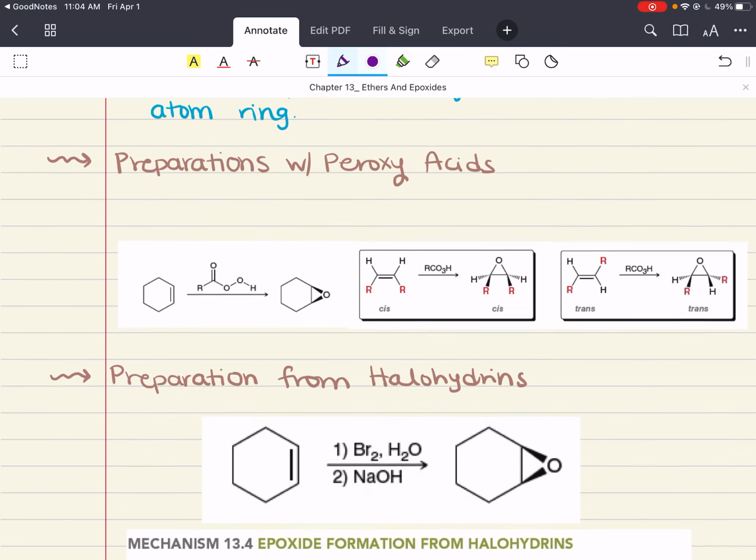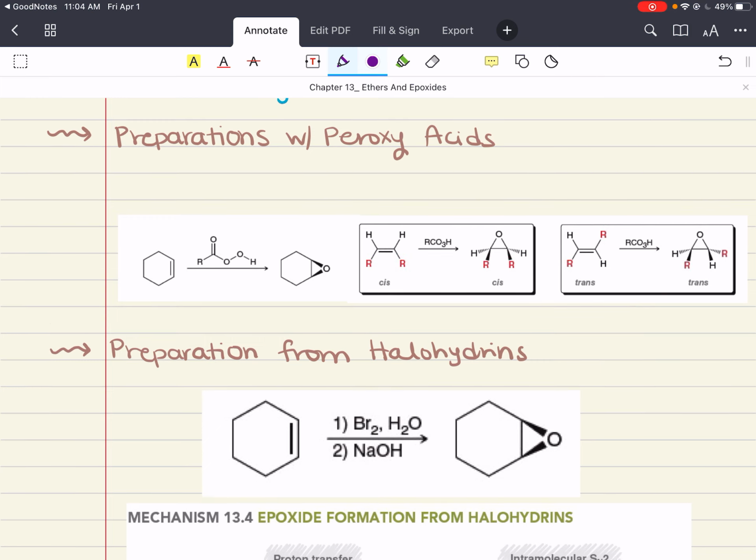Now for preparation of epoxides, one preparation method requires peroxy acids that have a molecular formula of RCO3H. Anything that looks like this, and the R group can be anything. Whenever you see a structure similar to this, with a carbonyl and OOH, it falls under the category of peroxy acid. When it reacts with a double bond, you're going to form an epoxide.